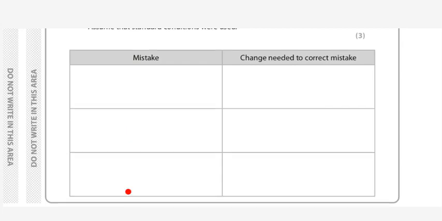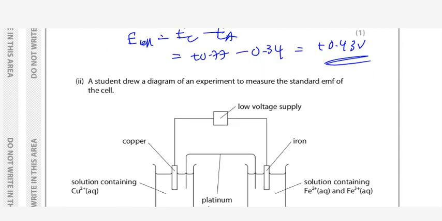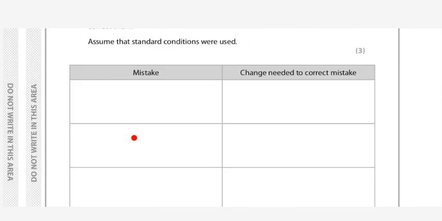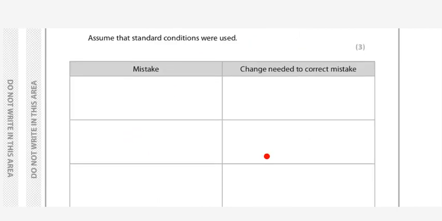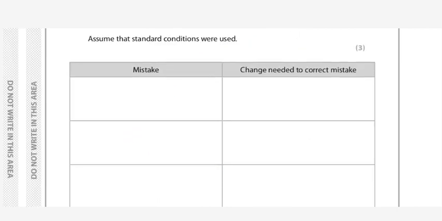And the second mistake is that a low voltage supply is used. Second mistake, low voltage supply. And the change, you have to use a high resistance voltmeter. High resistance voltmeter should be used.